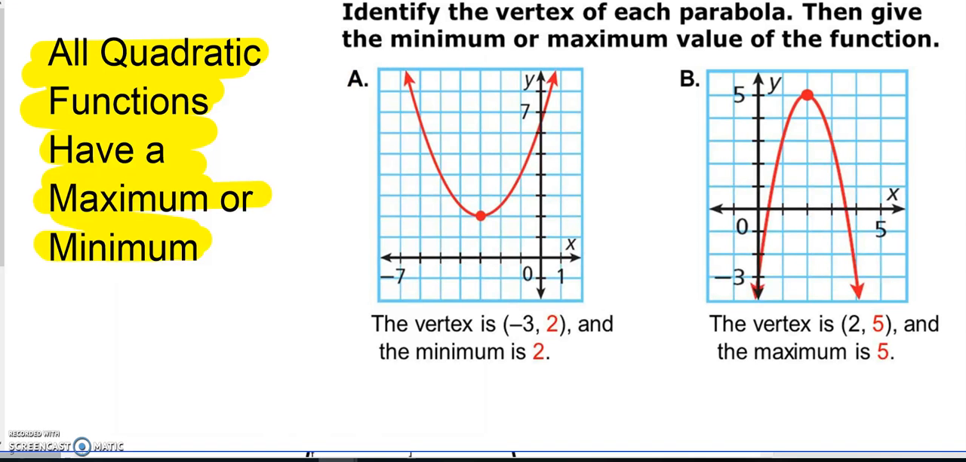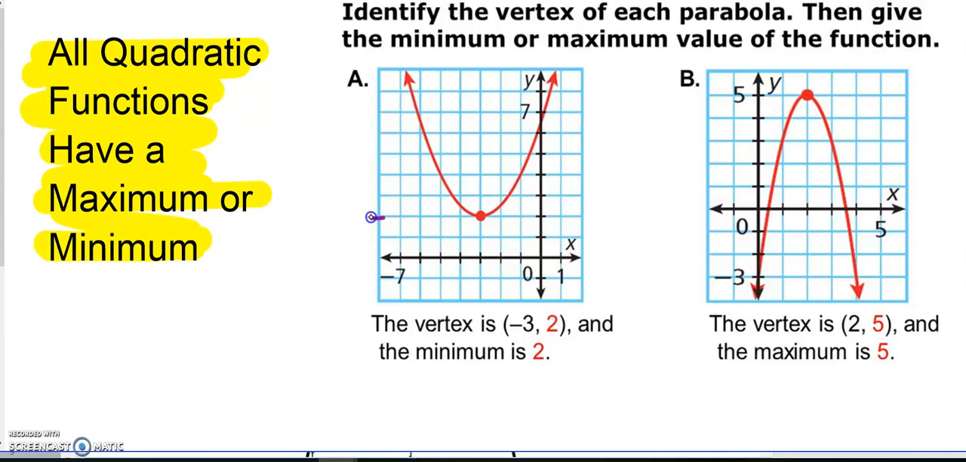So as I had mentioned, you can have a parabola that doesn't open upward. So in example B, you can see that we have a parabola that opens downward and continues downward forever. In example A, it opens upward just like the first one that we looked at. So this leads to another topic, a very simple concept. All quadratic functions are going to have a maximum or a minimum value.